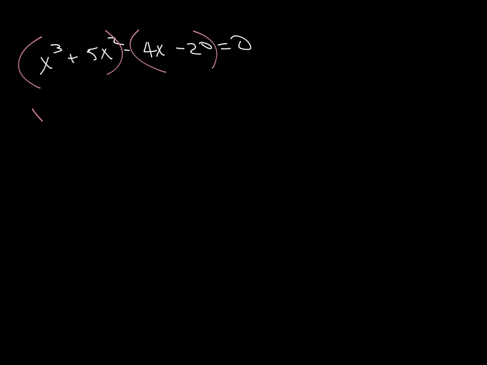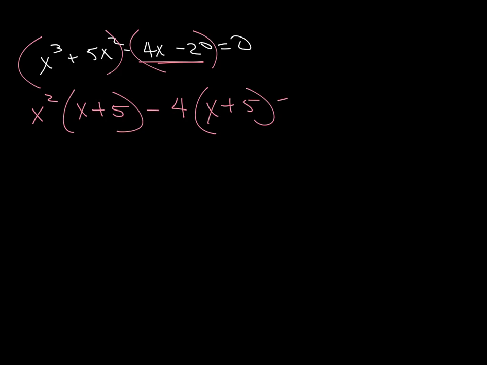And finally, let's look at a grouping one. Let's look at x cubed plus 5x squared minus 4x minus 20 equals 0, which is number 52. There's 4 terms there, so we're going to group each of those. We're going to factor out an x squared, and we're left with x plus 5. And we're going to factor out a 4, and we're left with x plus 5.